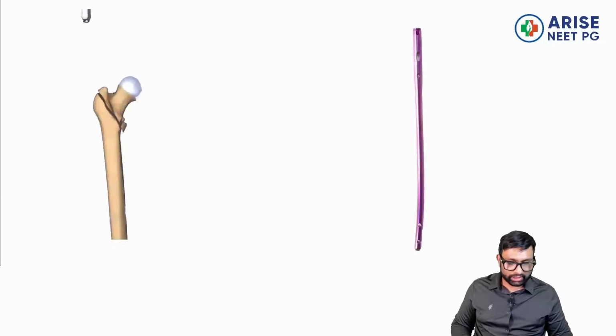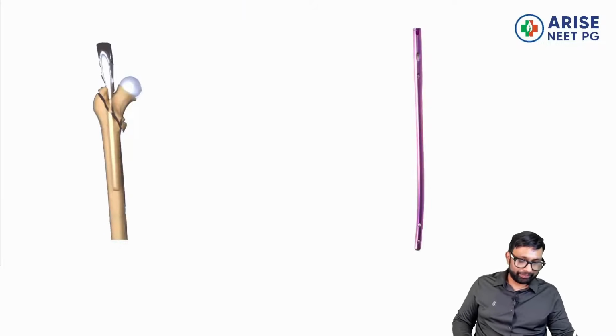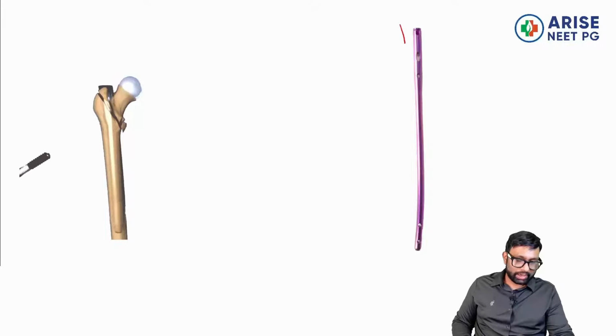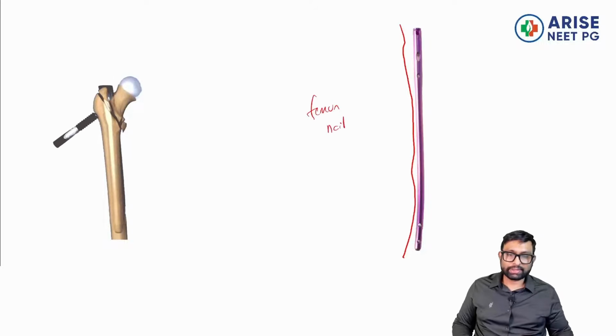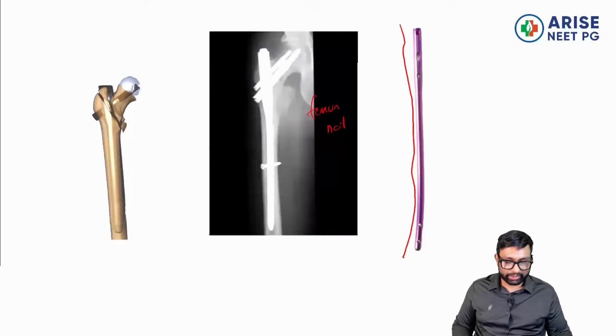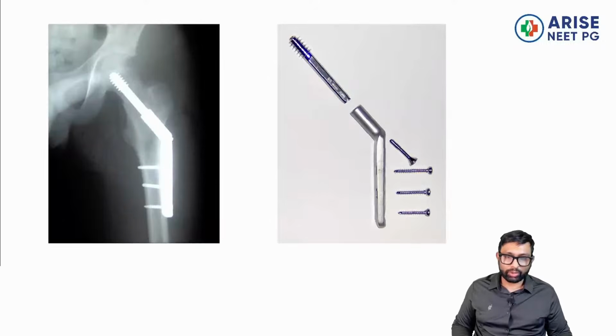Whereas if you're using a nail in the femur, it will not have that much of a bend, just a small curvature like this. Okay, so this is a femur nail. So this is how you put a femur nail. That's how a femur nail looks like.